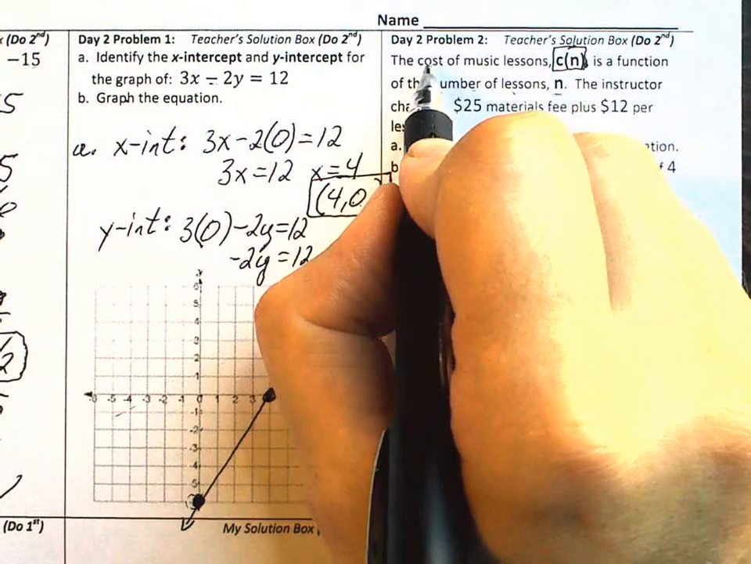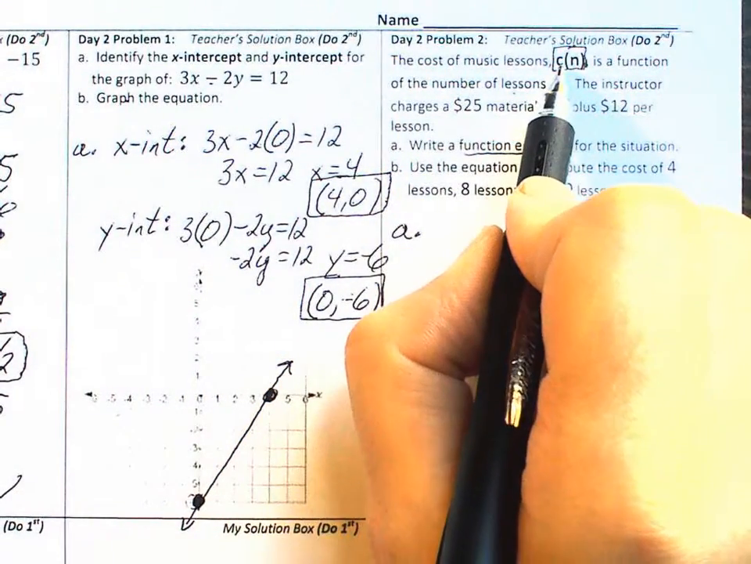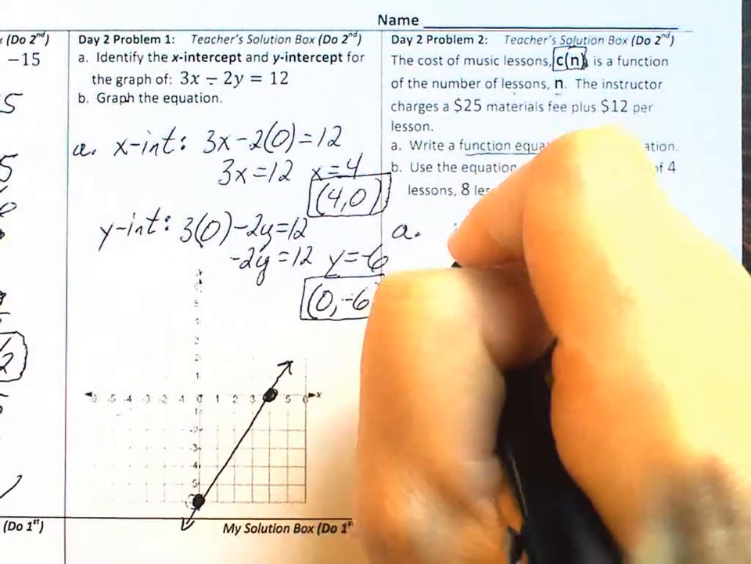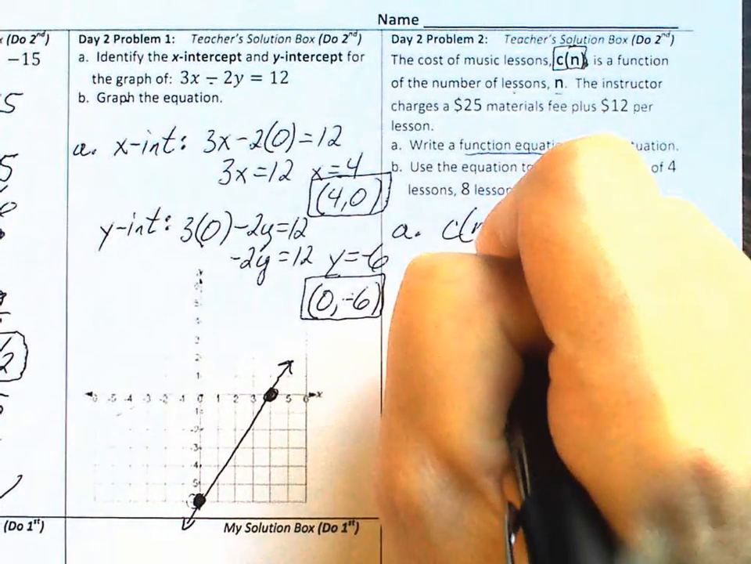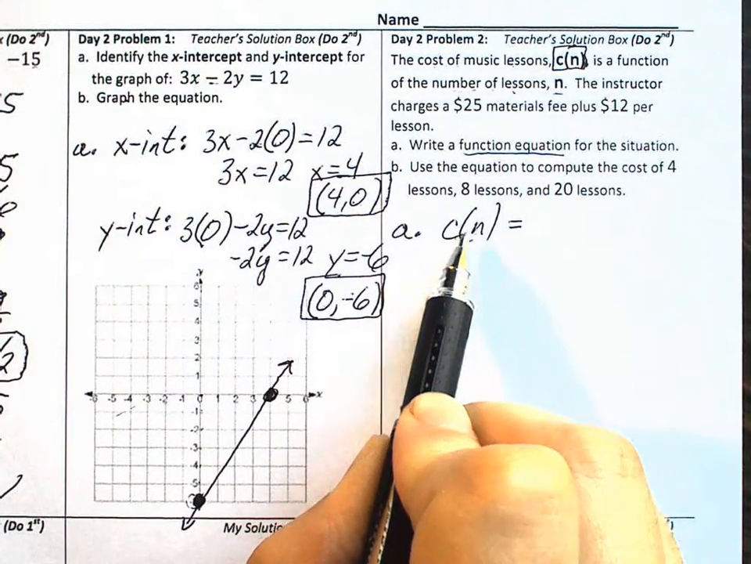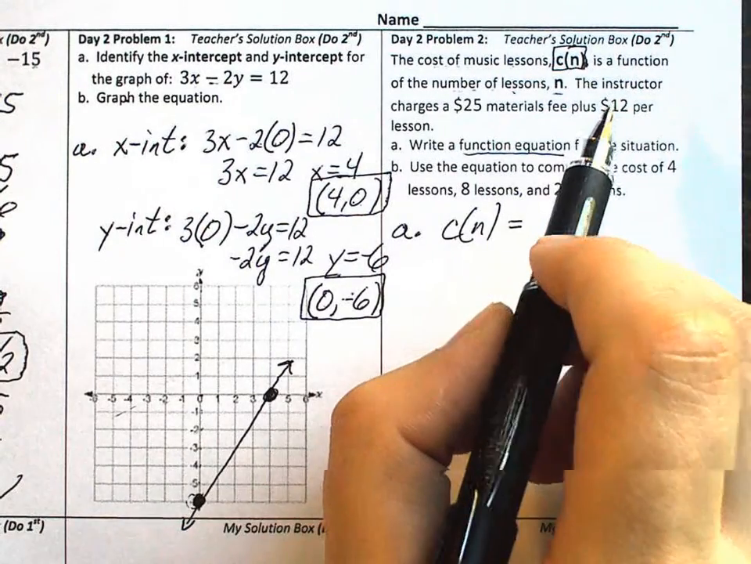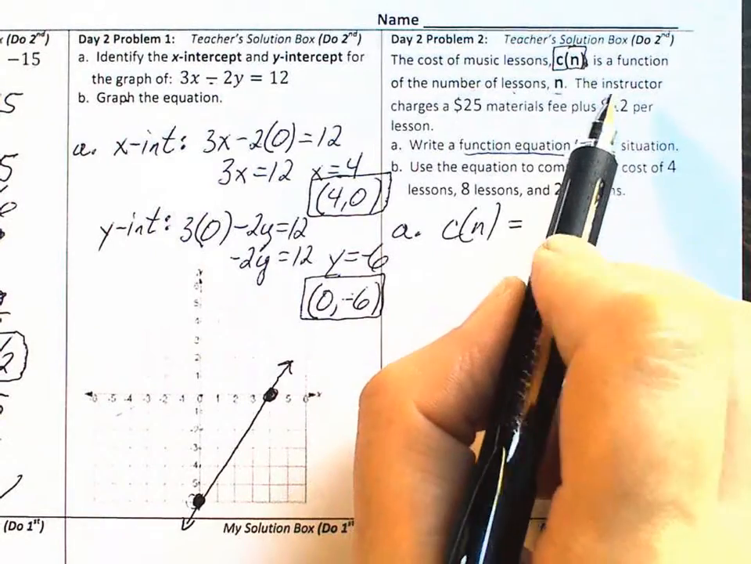So the cost of music lessons, we are told to use the symbols C of n. So C of n equals. This means the cost of music lessons equals. Okay? Let's read a little bit further. What does the cost of music lessons equal?